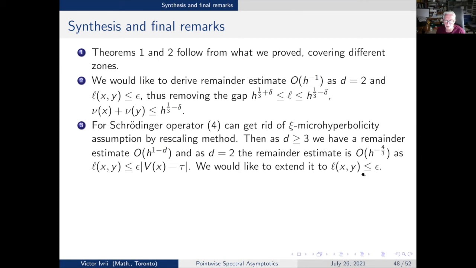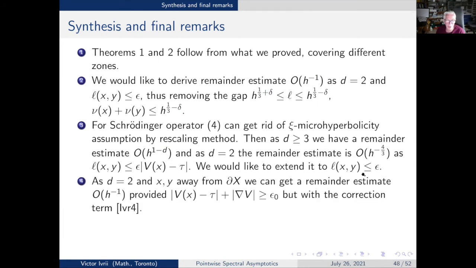And we would like to extend it, but if d equals 2 and x is away from the boundary, we can get a remainder estimate under this micro-monotonicity condition, but with a correction, some correction term.